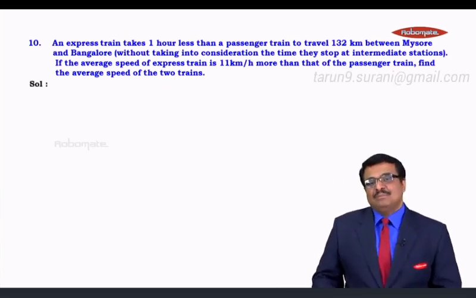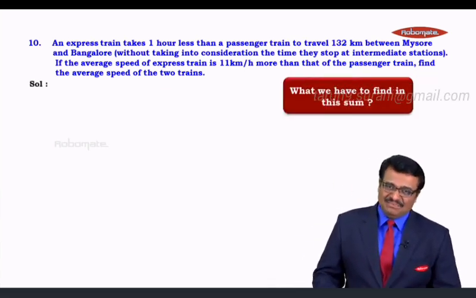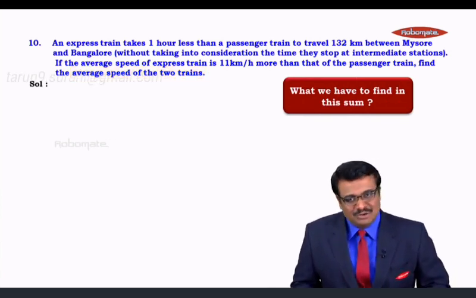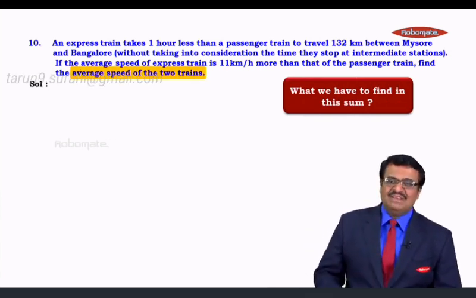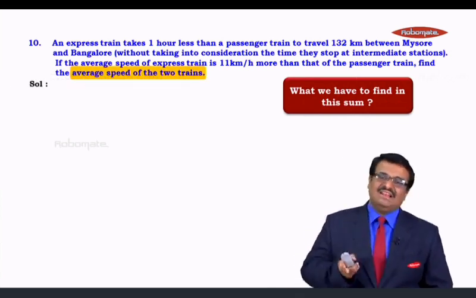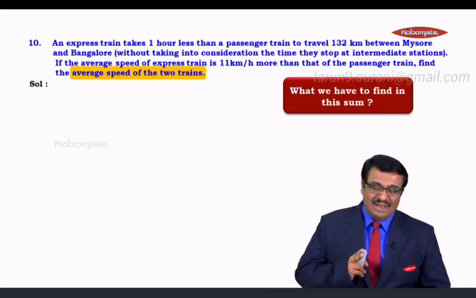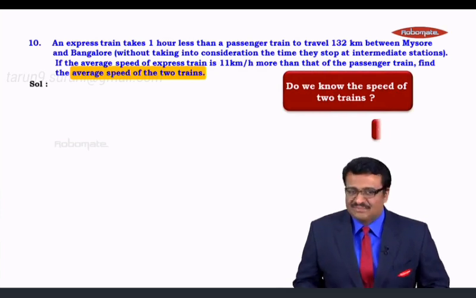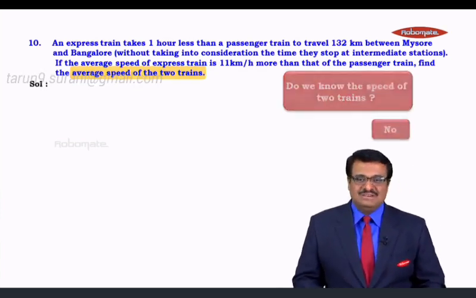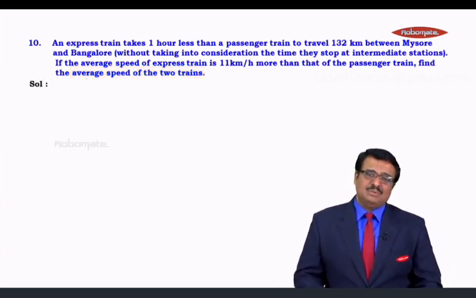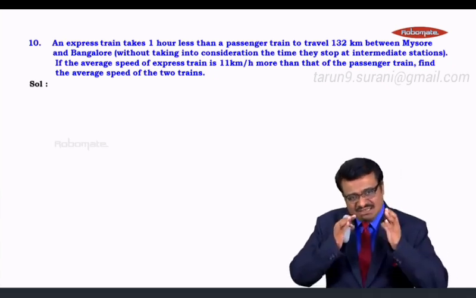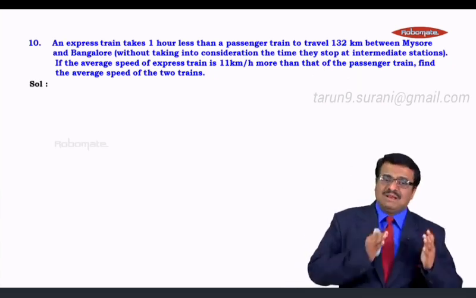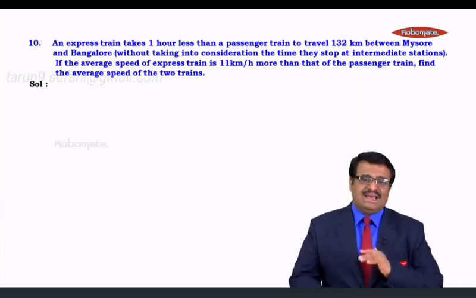Now, what do we have to find in this sum? The average speed of the two trains. There are two types of trains here. One is the passenger train, another is the express train. And we have to find their speeds. Do we know the speeds of the two trains? The answer is no, we don't know the speeds of the trains. So one of them has to be taken as x. Either we have to take the passenger train speed as x or express train speed as x. Now who is to be taken as x?